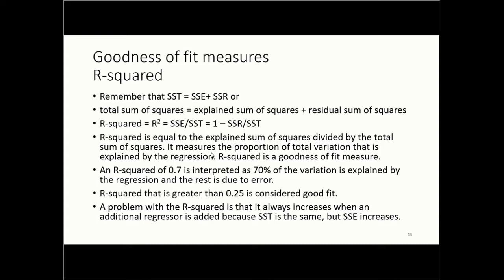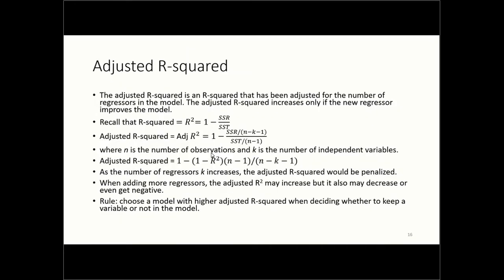One problem that we have with the R squared is that it always increases when an additional regressor is added, because the SST, the total sum of squares, is the same, but the SSE would increase when we add a new regressor. So in order to fix this problem, we can calculate the adjusted R squared. The adjusted R squared is an R squared that has been adjusted for the number of regressors in the model. So the adjusted R squared will increase only if the new regressor improves the model.